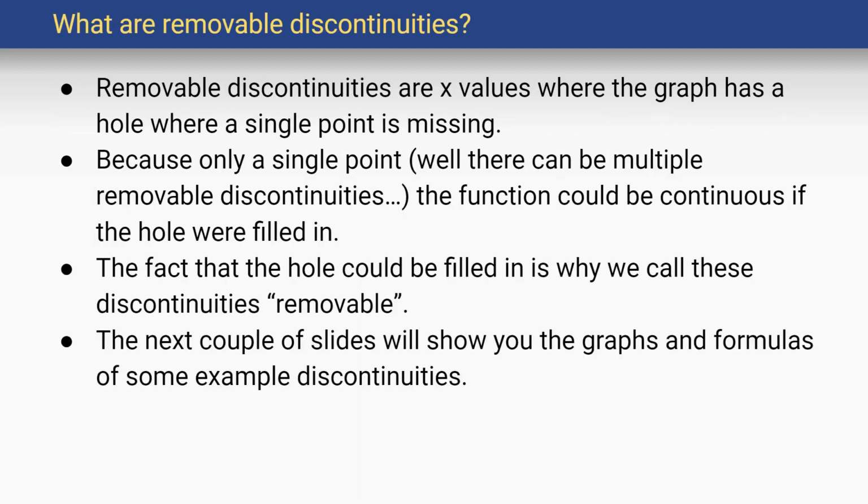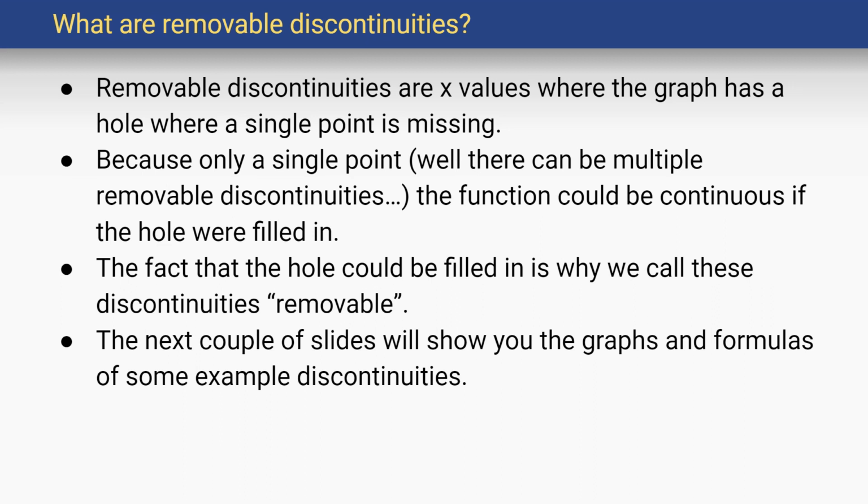So what are removable discontinuities? Removable discontinuities are x values where the graph has a hole, where a single point is missing. We've already seen that happen before, right? And because it's only a single point, the function could be continuous if the hole were filled in. Now, you could have a hole in one place and another hole in another place. Just because you have 2 or 3, that doesn't mean they're not removable discontinuities.